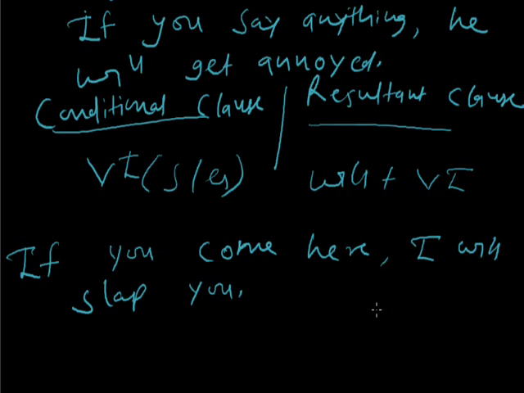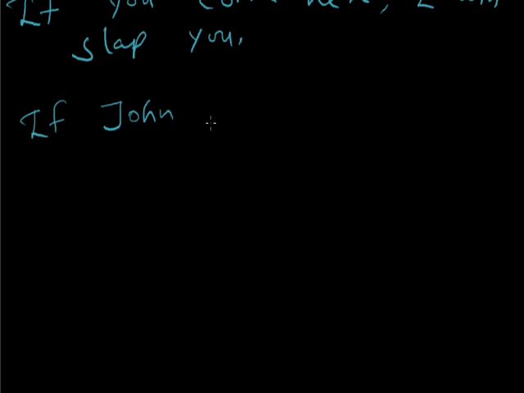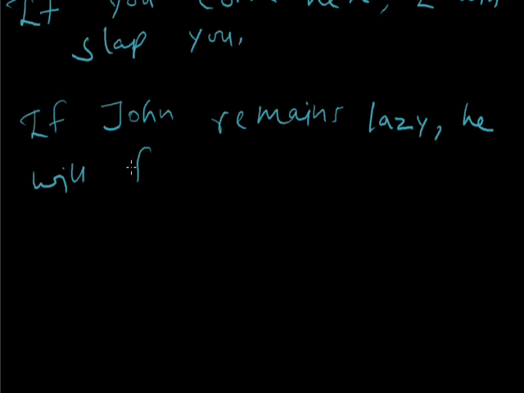Let's take another example. If John remains lazy, he will fail. Now, if John remains lazy, he will fail. Here we are using first form plus s because John is a singular noun. And we are using will plus first form in the resultant clause.